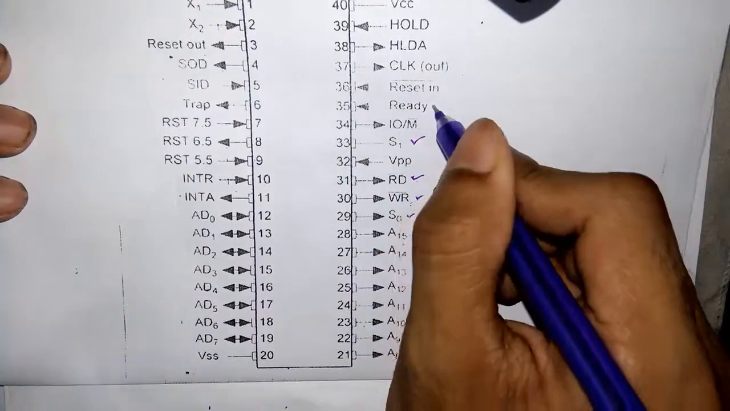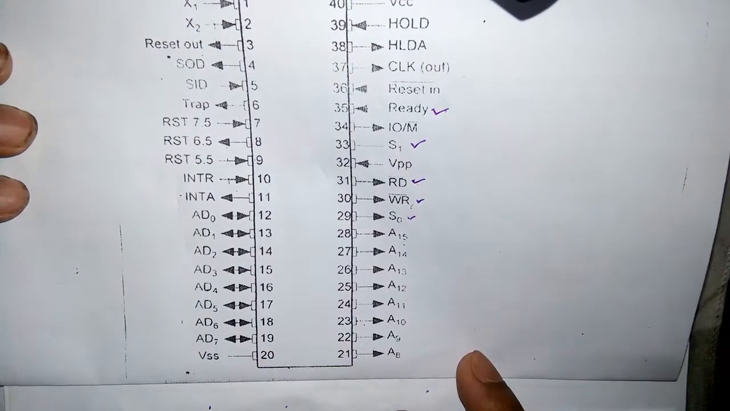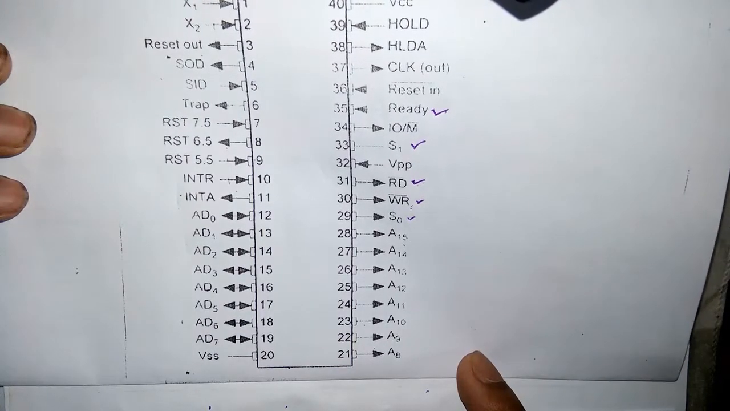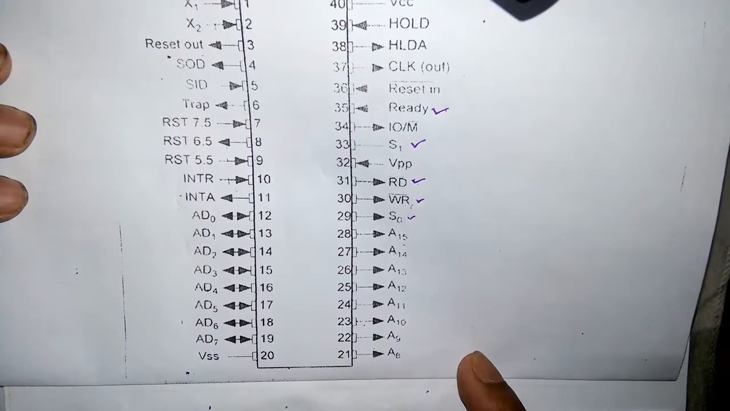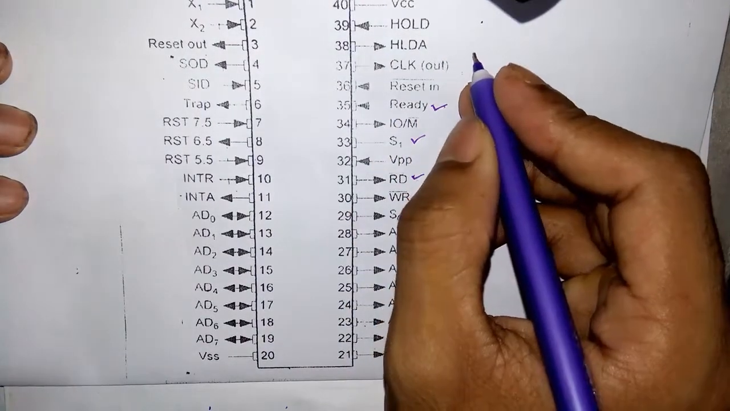Then here you see the ready. If ready is high during a read or write cycle, it indicates that the memory or peripheral is ready to send or receive data. And if ready is low, the CPU will wait for ready to go high before completing the read or write cycle. And next one is hold.